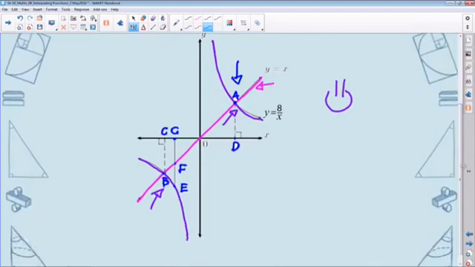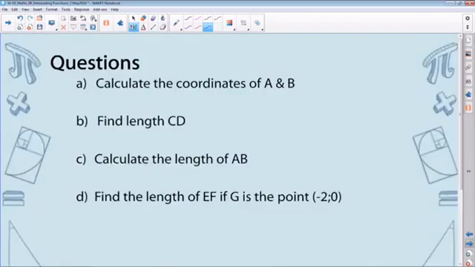Okay, so that means we now need to figure out what the questions are. Calculate the coordinates of A and B. Find the length CD. Calculate the length of AB. Oh, so we need to answer question A to get question C right. And then find the length of EF if G is the point (-2, 0). Okay, well, shall we begin?